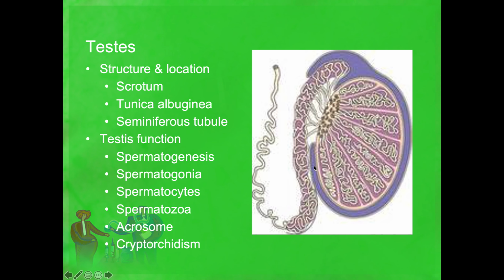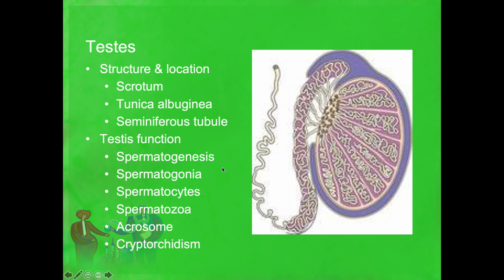The outer covering here, this white covering that houses the testes themselves, is a tough membrane called the tunica albuginea, and it's a rough, fibrous, rigid area that helps to protect the seminiferous tubules inside, okay?